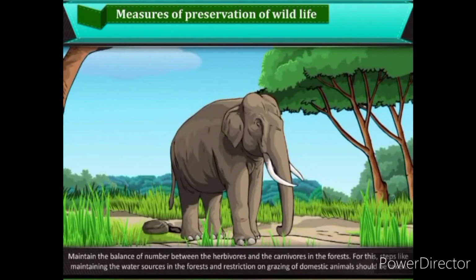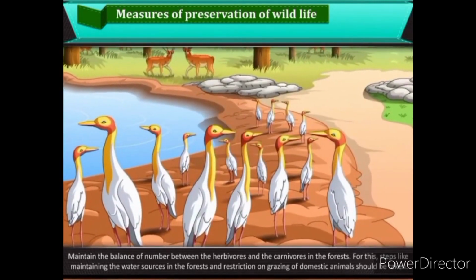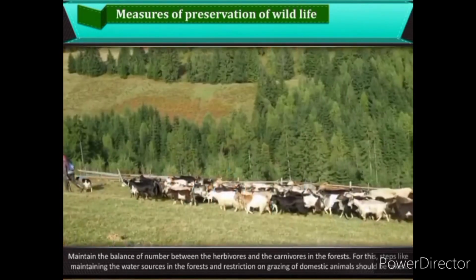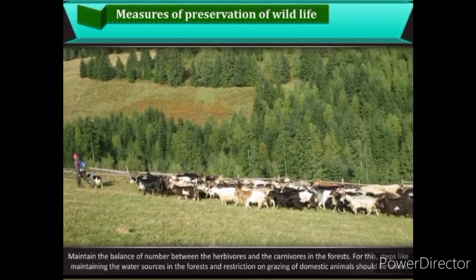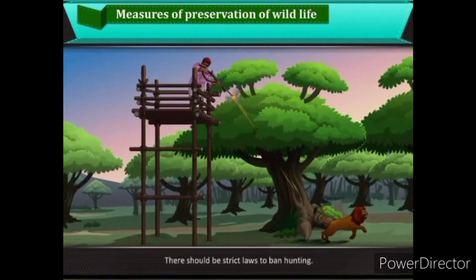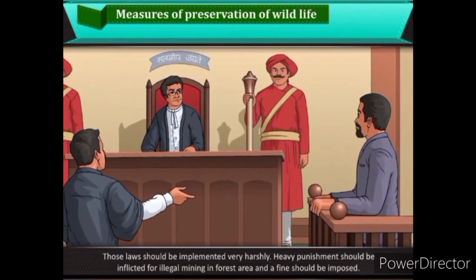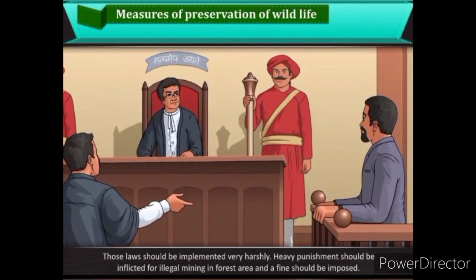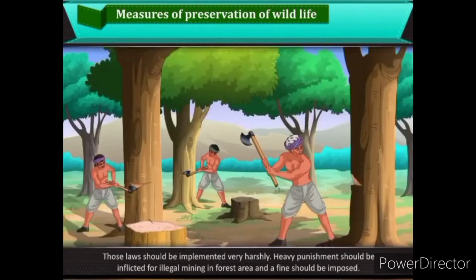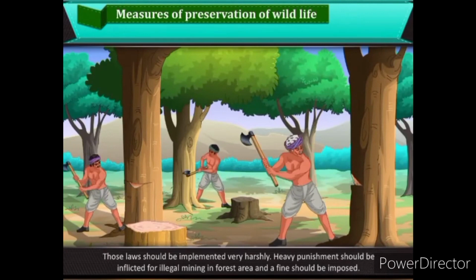Maintain the balance of numbers between the herbivores and the carnivores in the forests. For this, steps like maintaining the water sources in the forests and restriction on grazing of domestic animals should be taken. There should be strict laws to ban hunting. Those laws should be implemented very harshly. Heavy punishment should be inflicted for illegal mining in forest areas and a fine should be imposed.